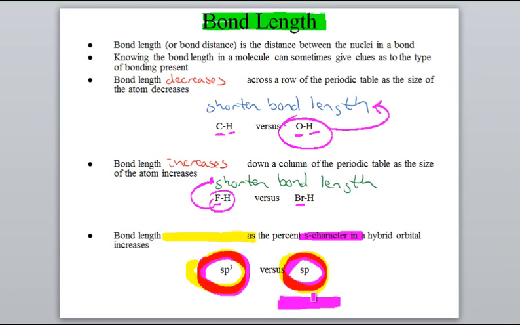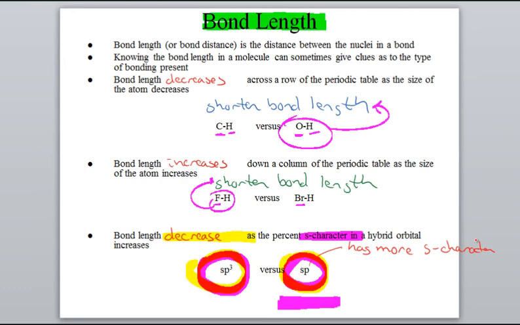An s orbital in the same energy level is more condensed than a p orbital. The p orbitals are a little bit longer. The more s character you have, the shorter the bond. So bond length decreases as the s character increases. sp has more s character. Okay, I didn't make up this definition, but that's what it's given, s character.